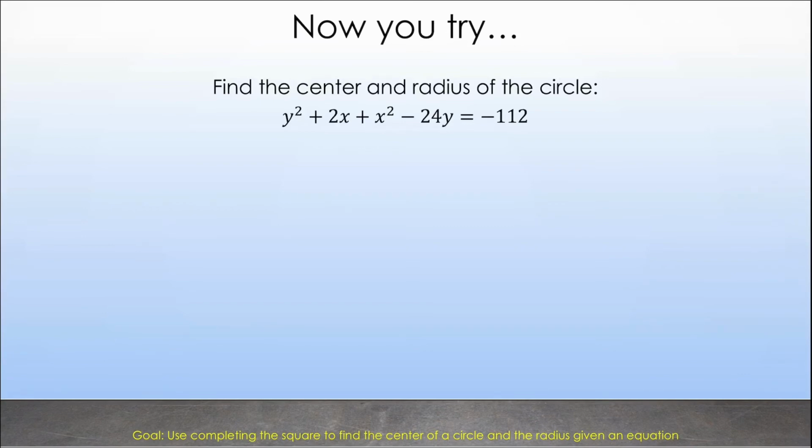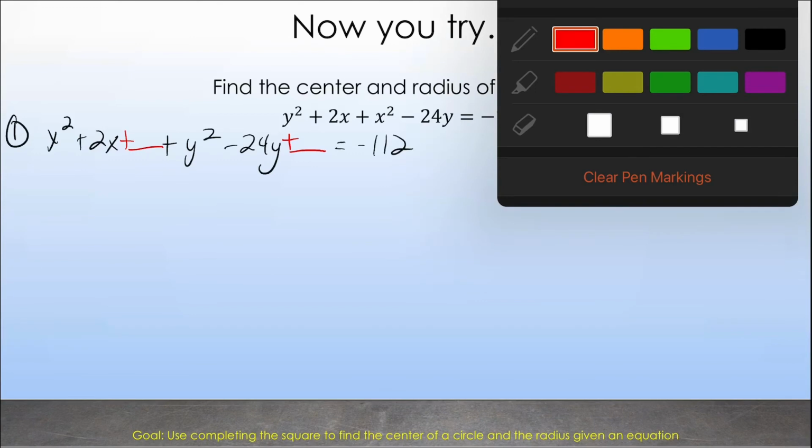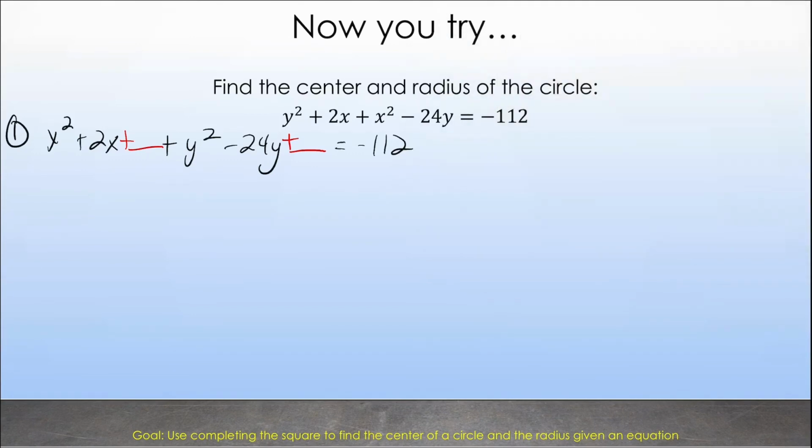Alright, so you didn't have to subtract anything, so we're just going to regroup this to start off with. I get x squared plus 2x, leave a gap, plus y squared minus 24y equals negative 112. Remember, I'm leaving a gap because I'm going to create some perfect squares here.